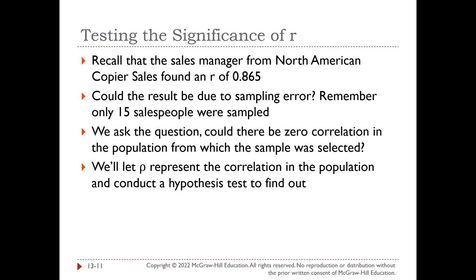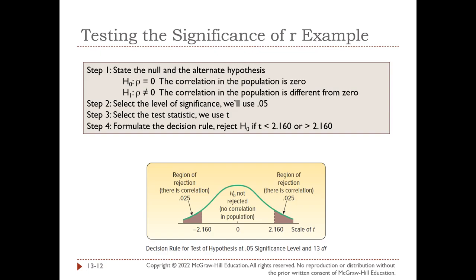We asked the question, could there be a zero correlation in the population from which the sample was selected? We're going to let lowercase rho represent a correlation in the population and conduct a hypothesis test to find out. I call it lowercase p, but it's actually rho. That's the actual Greek term. So, the null hypothesis is rho equals 0, and the alternative is rho does not equal 0.